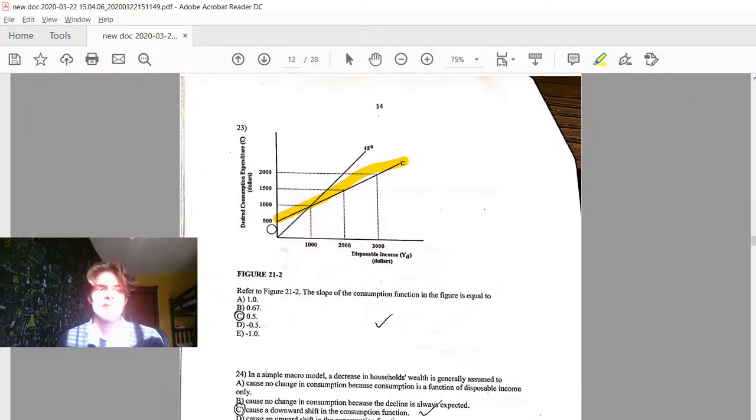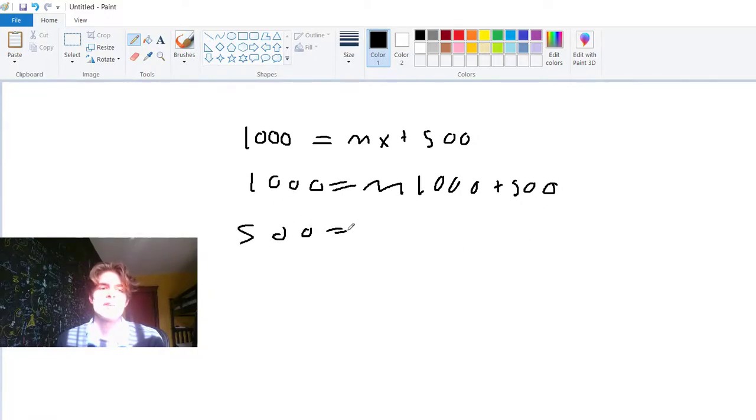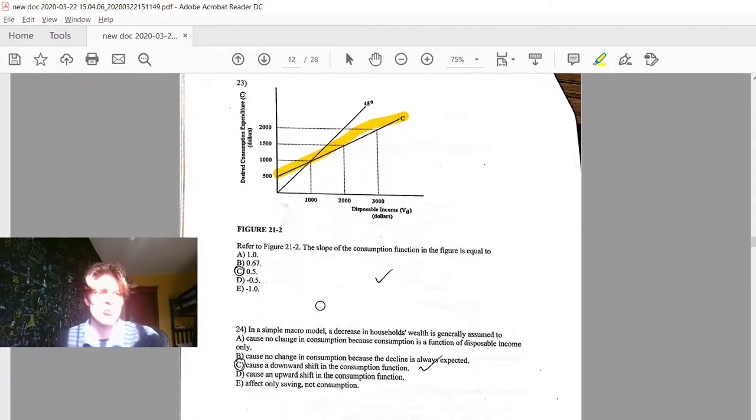Right? 500 is our y-intercept. Then it says that x is 1,000, so m times 1,000 plus 500. Bringing that over, 500 equals 1,000 m. So m equals 0.5. Boom.